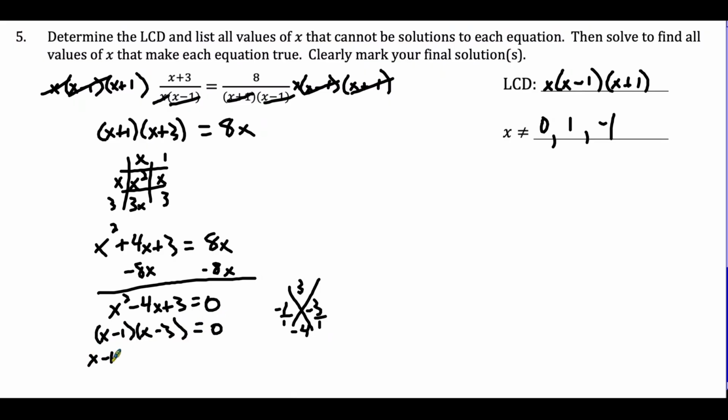So if I set each of those equal to 0, for this first one, add the 1 over, and we would get x equals 1. For this one, add the 3 over, and we get x equals 3. However, 1 was one of the values we said x could not equal. That means that this is an extraneous solution, and our only answer to this problem is x equals 3.